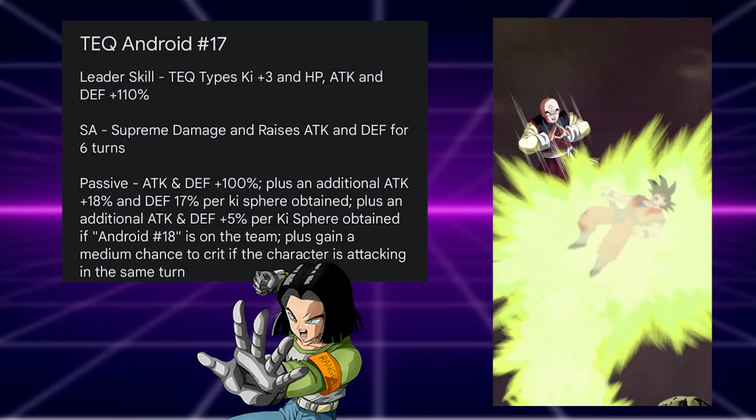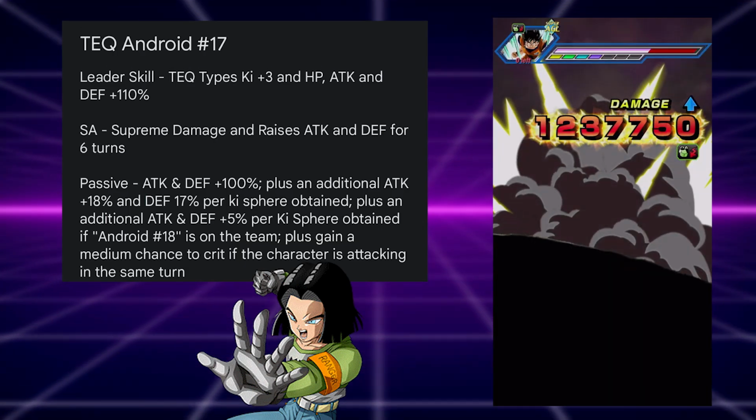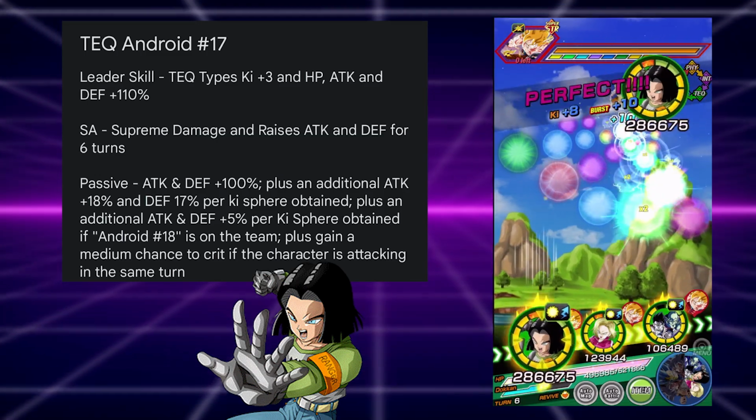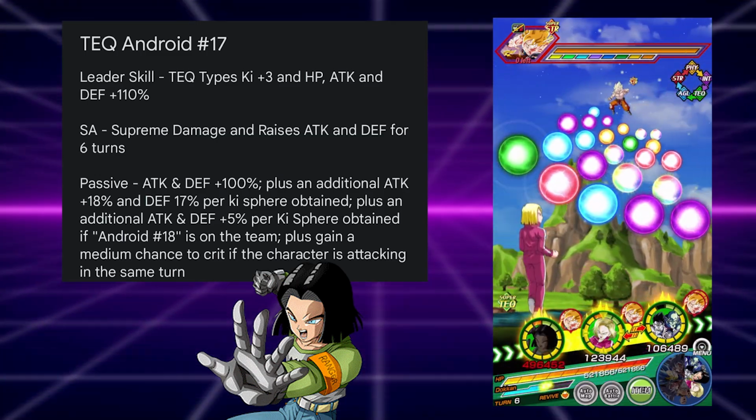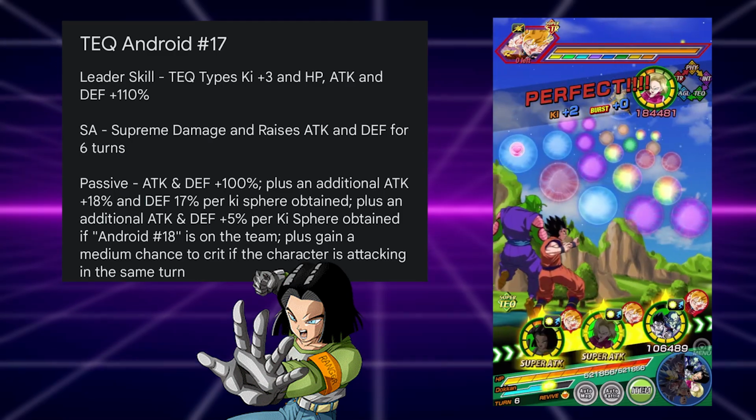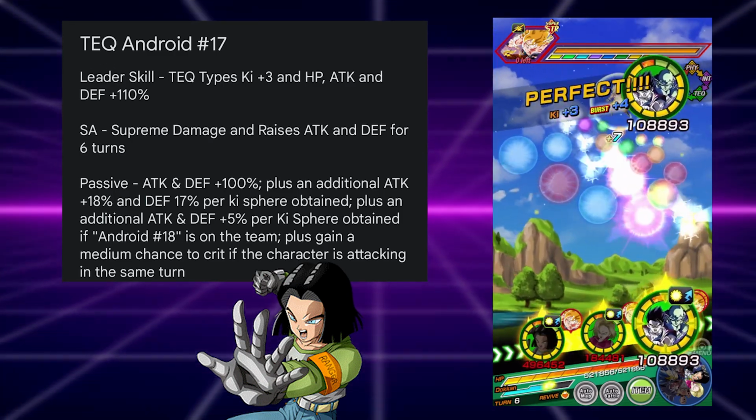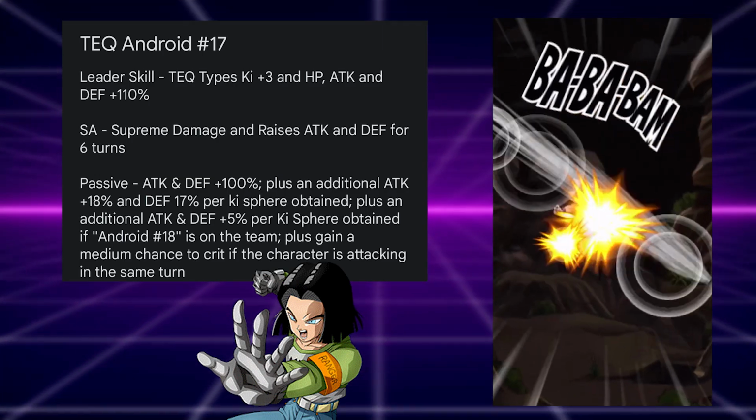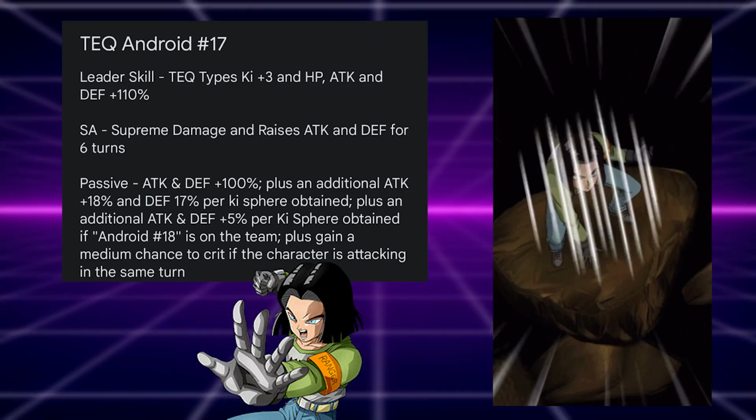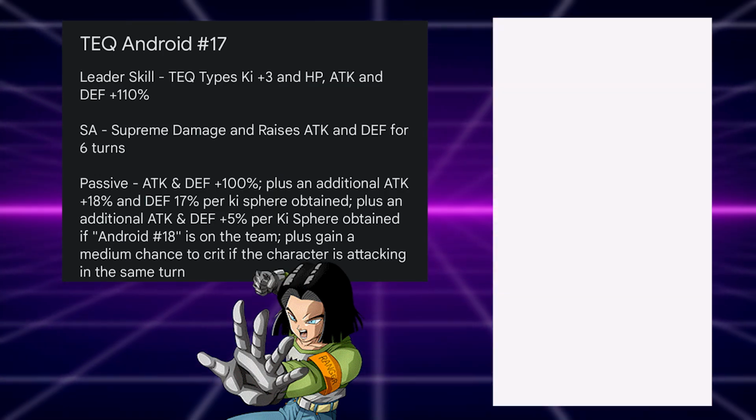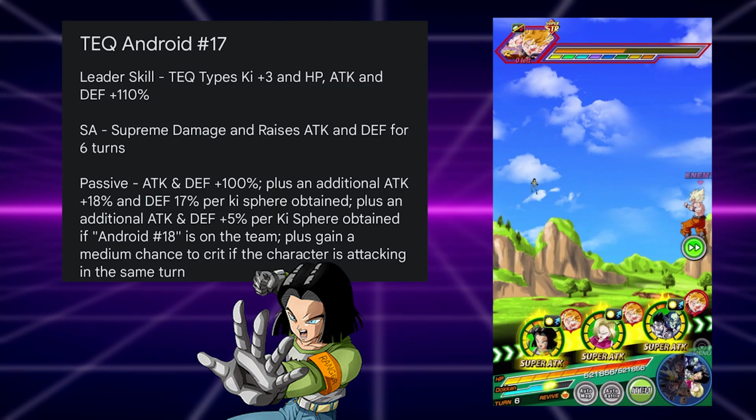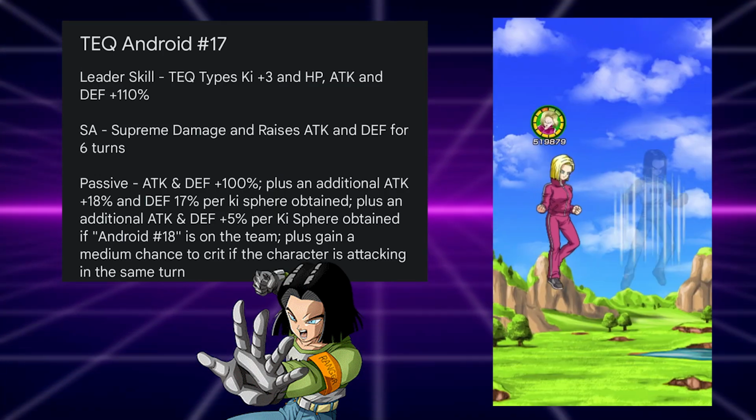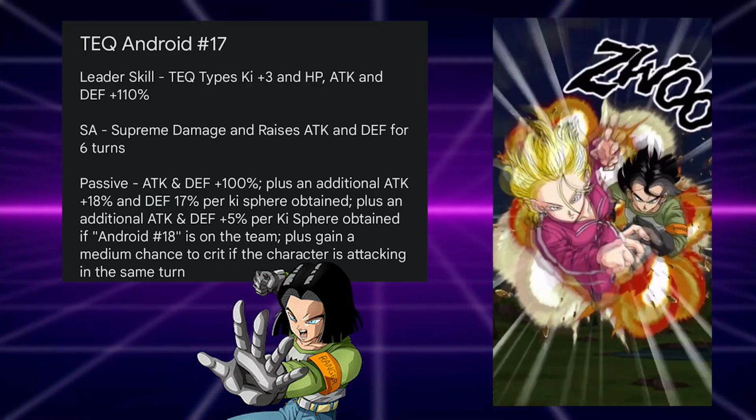Specifically with tech ki spheres. That's the biggest thing we changed. Does he change orbs? He doesn't. Android 18 does. There you go. Okay. So his passive is attack and defense 100% plus an additional attack and defense 17% per ki sphere obtained, plus an additional attack and defense 5% per ki sphere obtained if Android 18 is on the team, plus gain a medium chance to crit if the character Android 18 is attacking in the same turn.